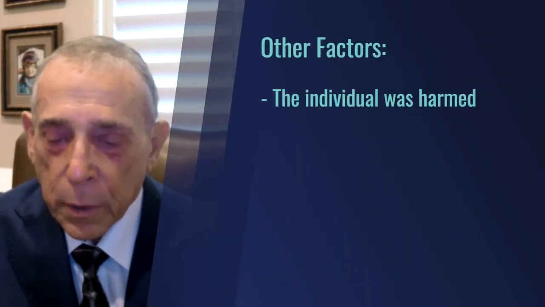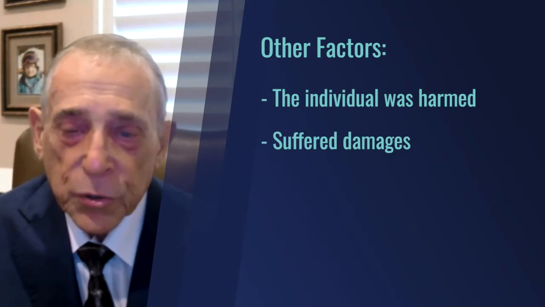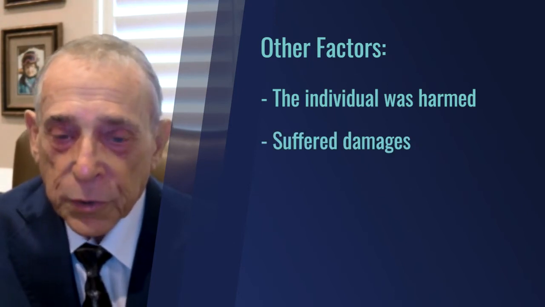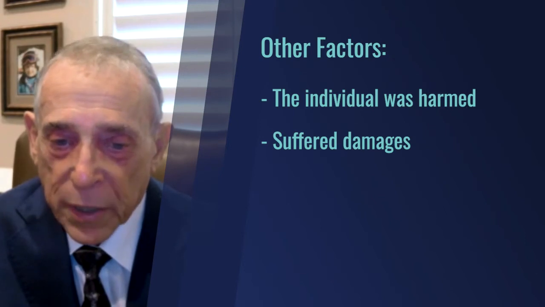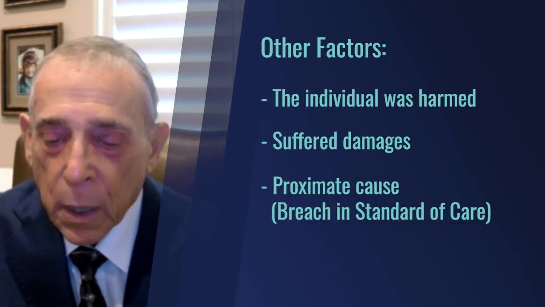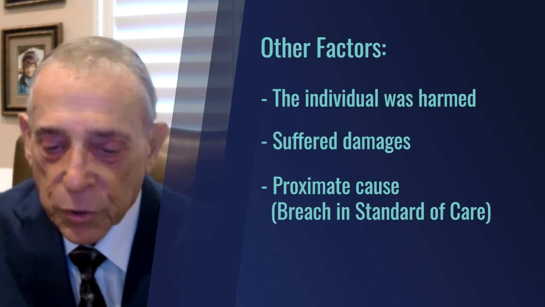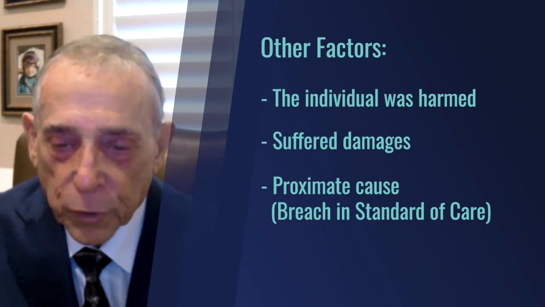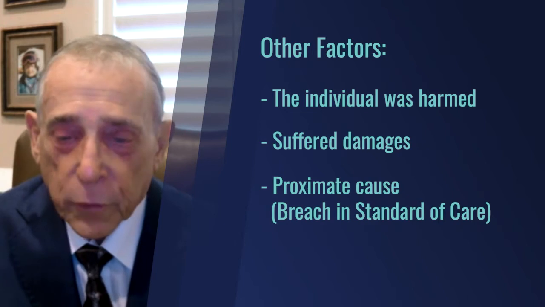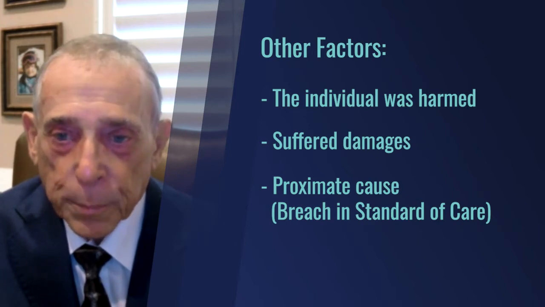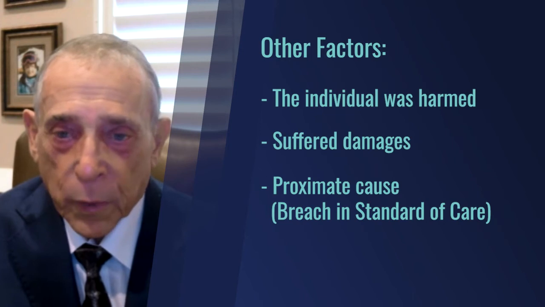But in addition to showing what he did wrong or she did wrong or didn't do that they should have done, you've also got to show that the individual was harmed and suffered damages. And the third thing you need to show is that there was what's called proximate cause, that the breach in the standard of care caused and contributed to the damages suffered by the innocent patient. That is a broad overview of what medical negligence litigation involves.